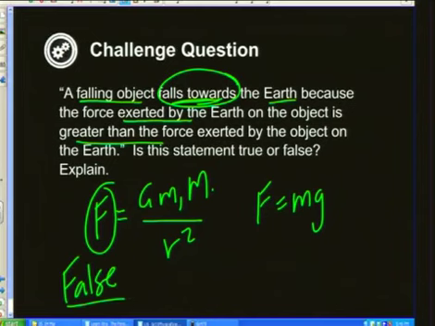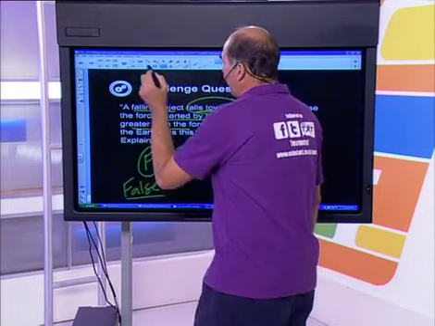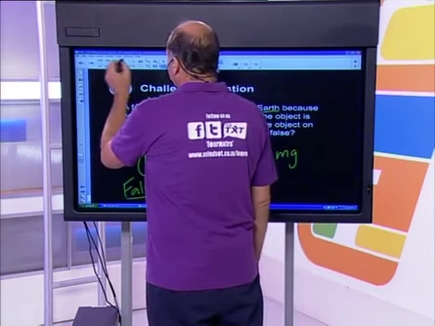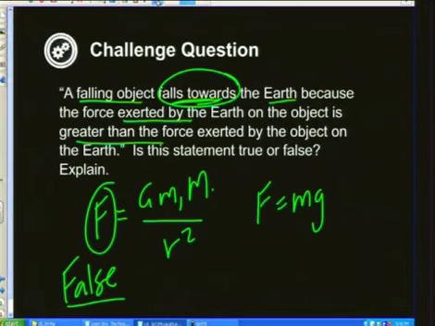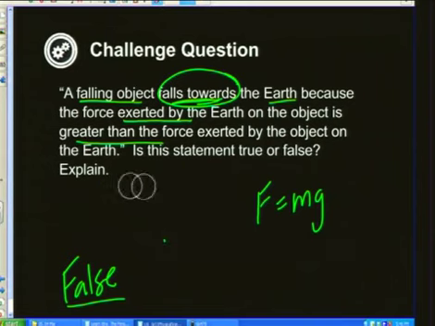And the reason that we say it's false is very important, that you can explain, because we can't just say false and leave it like that. What we've got to do is we've got to be able to explain it. And here's the explanation. When we have a force exerted on objects, I'm going to select my eraser because I want to take this part away and I want to draw a diagram.